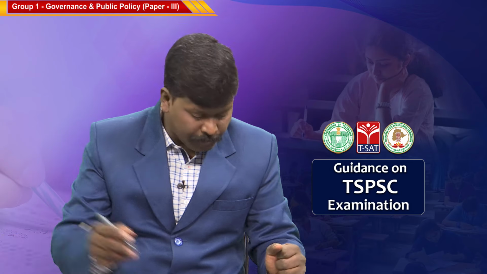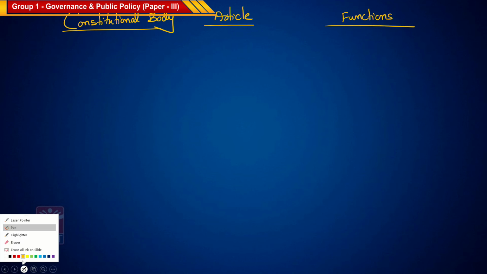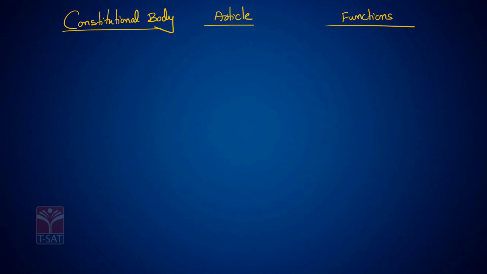Let us start with the constitutional bodies first. We will see the constitutional body, the article by which it is established, and its functions. The first one we will see is the Election Commission of India, established by Article 324 of the Indian Constitution.